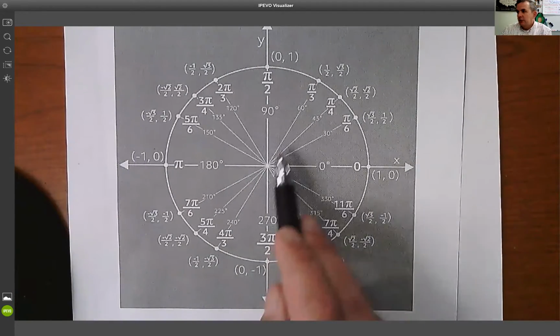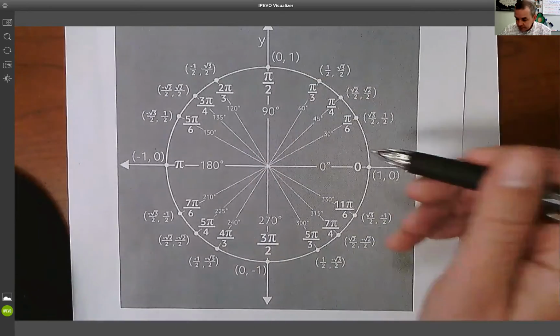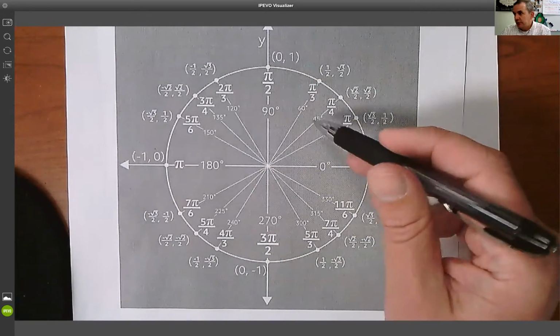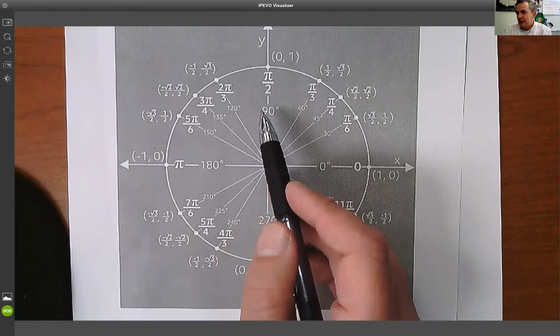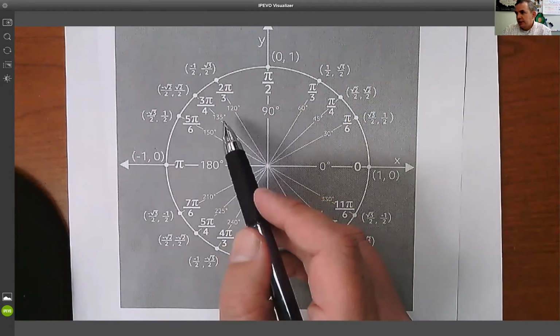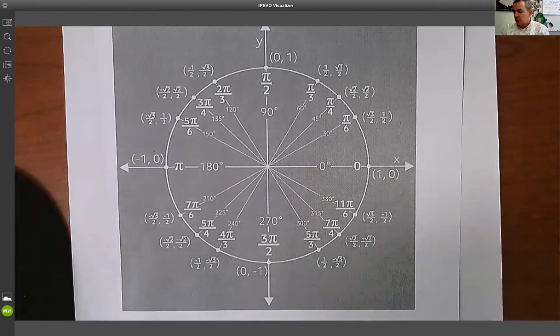So again, every one of these radii are ones. Every one of these little white lines are one. The angles we look at are 30, 45, 60, and then 90. And if you actually follow it around, it's the same pattern. 90 to 120 is 30. 45, 60, 90. So it's pretty much the same pattern in every one.